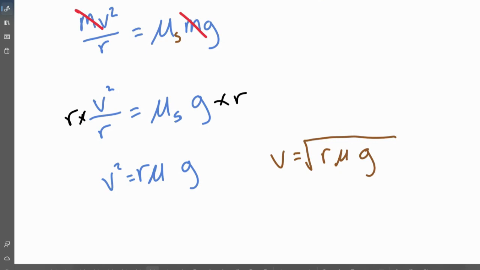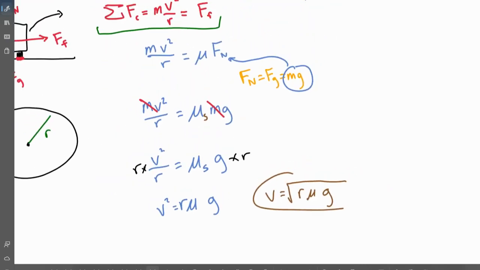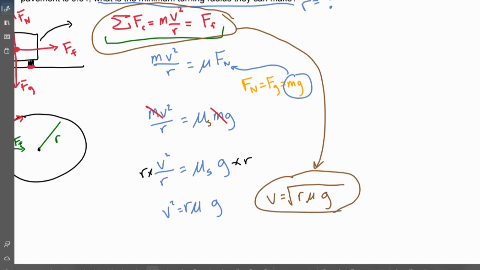That's just an aside. You can just remember that, because what's kind of cool is on the AP test, now that we've done this whole process, you can start here. Start with this Newton's second law expression. Now that we've done this, if you just remember this velocity under the square root, then you can go straight there.